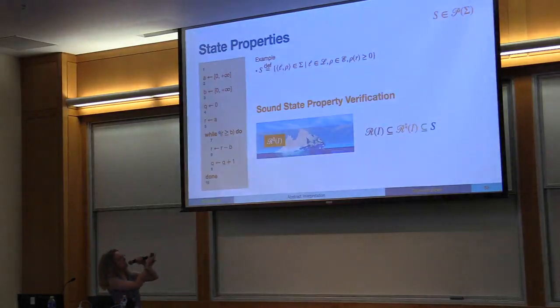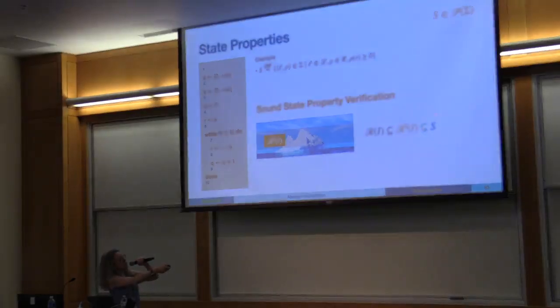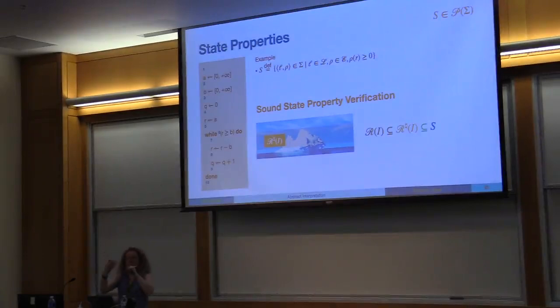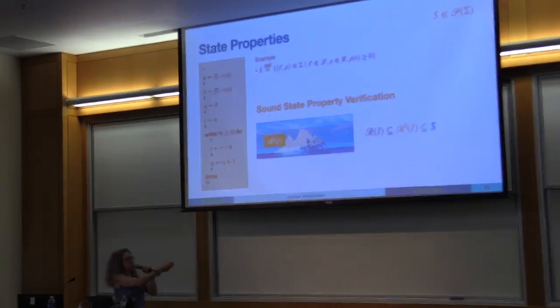In particular for state properties, the sound verification is like this. Whenever we do this over approximation of the states, we can check if this over approximation satisfies the property, and if so, then since it's an over approximation, we know also that the set of actually reachable states satisfies the property. It doesn't work the other way around: it could be that our over approximation is on the other side, and then we don't know if the property is true.